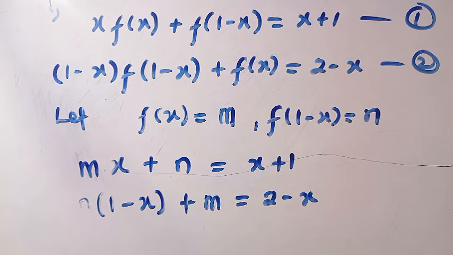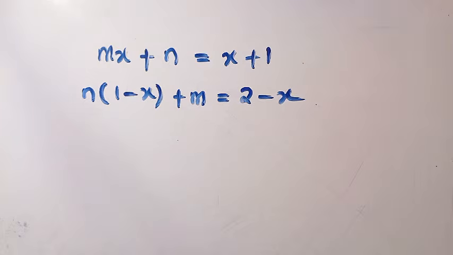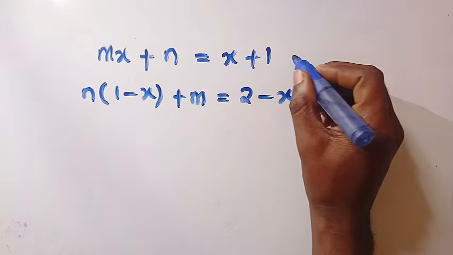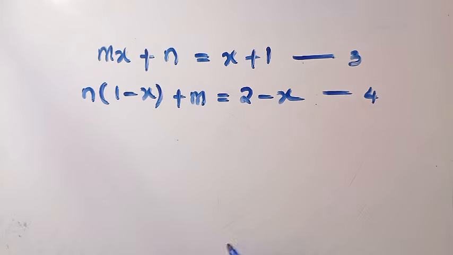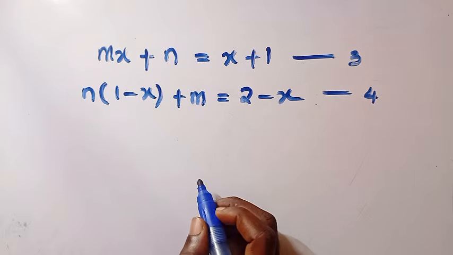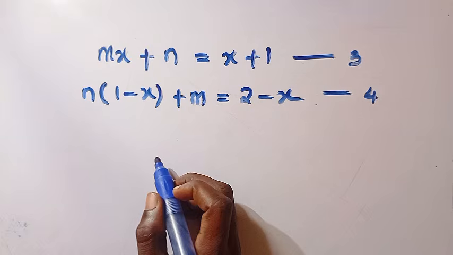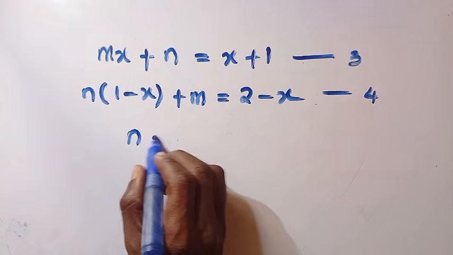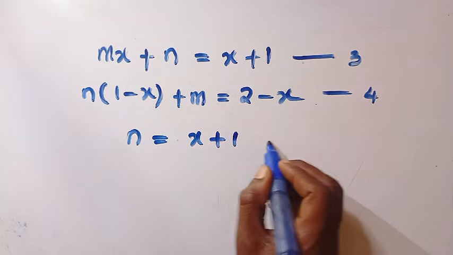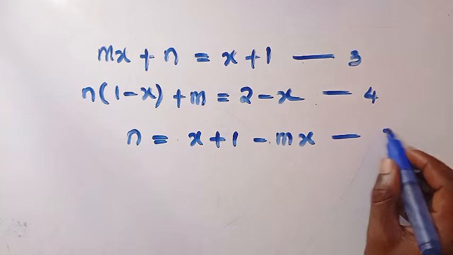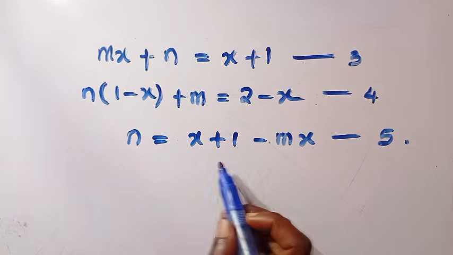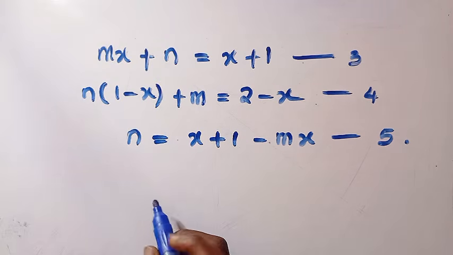Since we have simultaneous equations, we solve them simultaneously. So we have new equations. Let's call this one equation 3 and this one equation 4. From equation 3, if I make n the subject of the formula, we have n equals x plus 1 minus mx. So this makes equation 5.